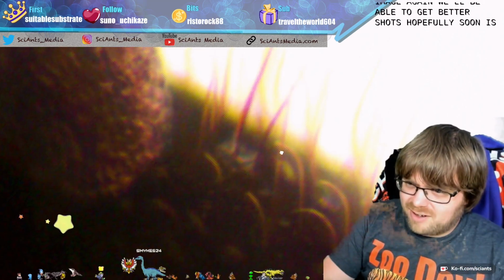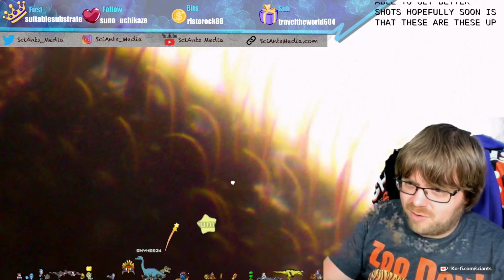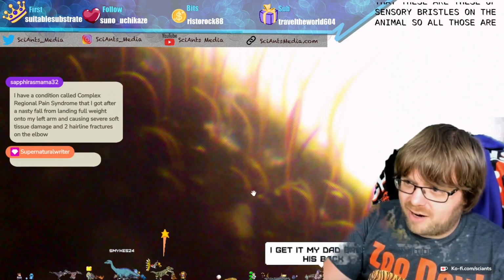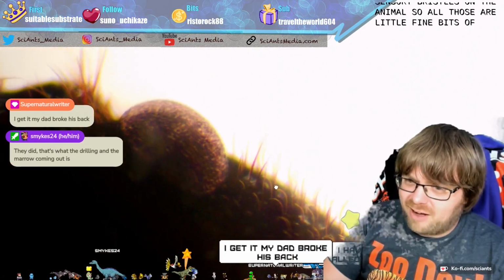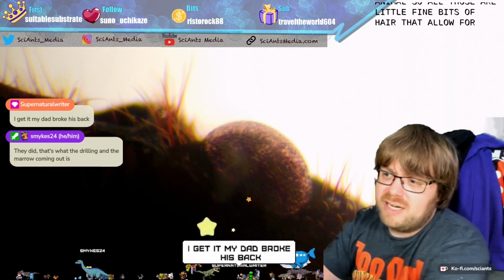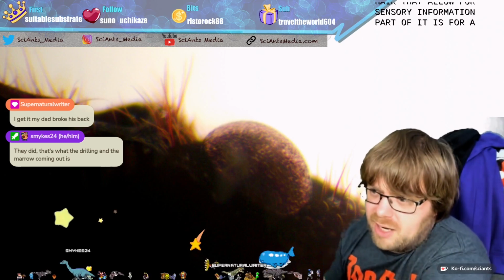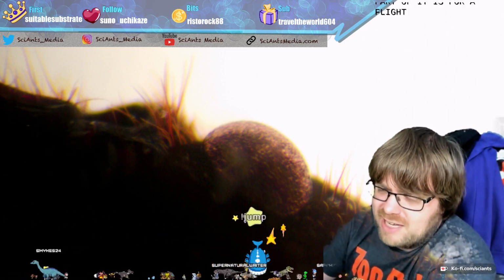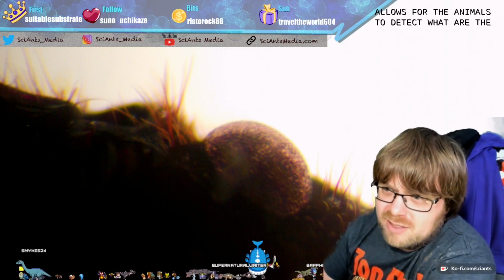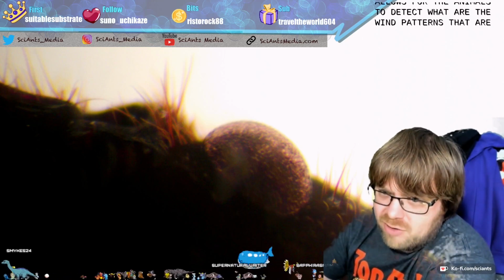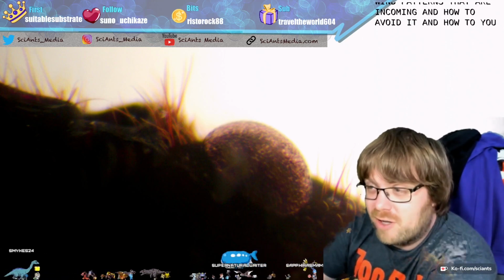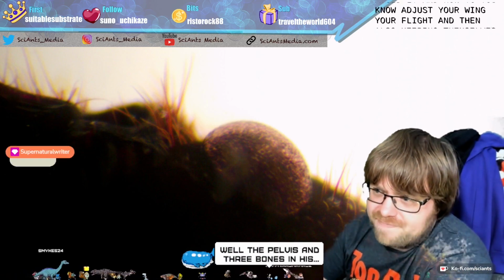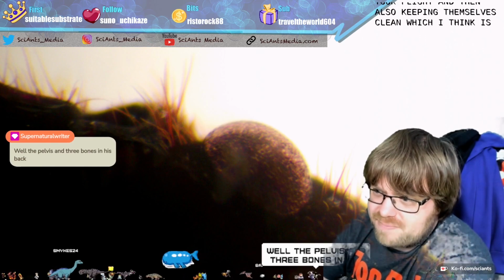These are sensory bristles on the animal. So all of those are little fine bits of hair that allow for sensory information. Part of it is for flight, which allows the animals to detect what the incoming wind patterns are and how to avoid them and adjust your flight, and then also keeping themselves clean, which I think is really neat.